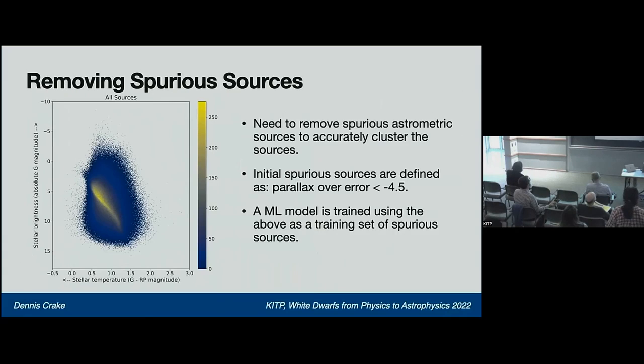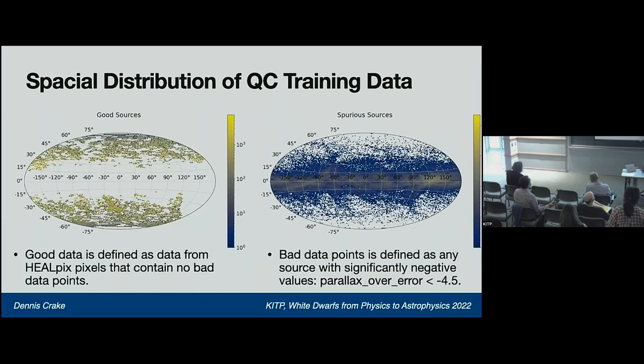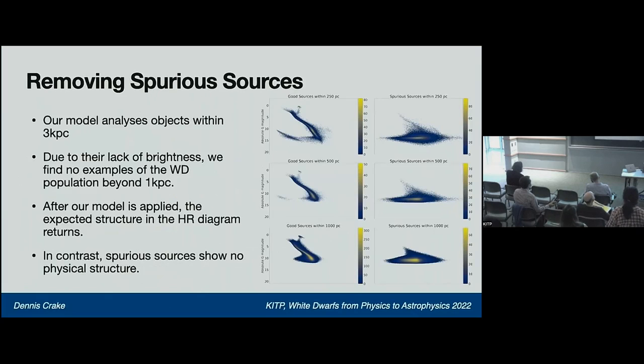So this is the Gaia data we have. If you take all the data, you have to remove the spurious sources, and we use the neural network, like I say. You can see the spurious data actually overlaps quite a lot with the white dwarf population. This is just an issue with Gaia itself. That's why I had to separate them and then introduce them at the end again.